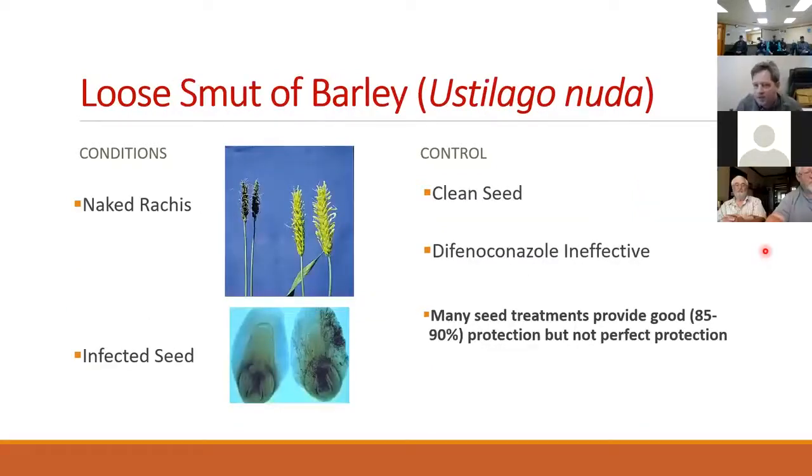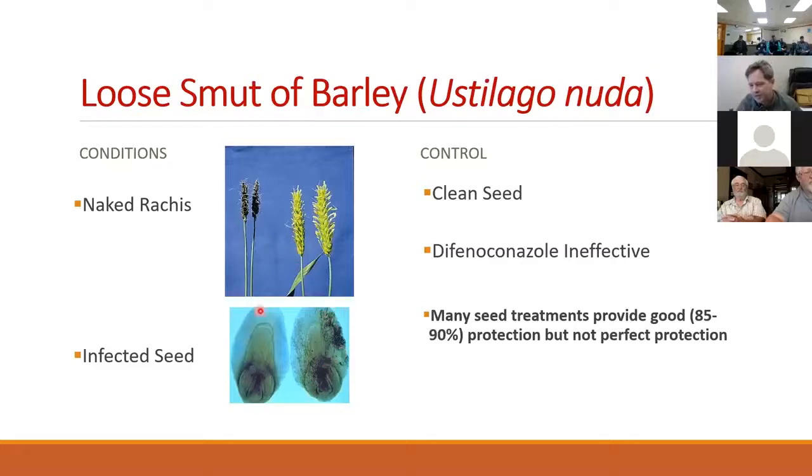The other most common smut and bunt is loose smut of barley, caused by Ustilago nuda. This is a seed infecting smut. If you have a problem with this in your field, what you're going to notice is these naked rachis. So the florets are completely replaced by spores, and those spores will be gone by the time harvest comes. So those spores really won't be in your harvest. But the problem is those spores have already gone over to the neighboring uninfected plants and they infect the seed.